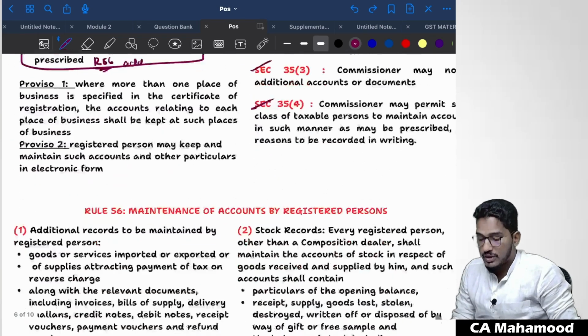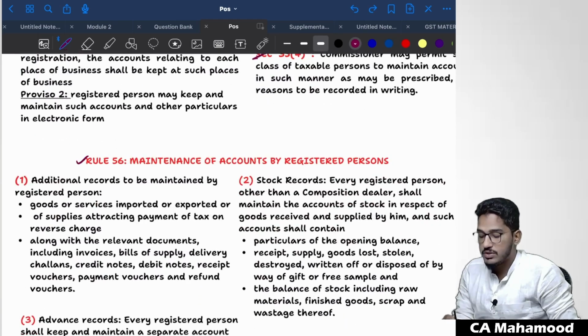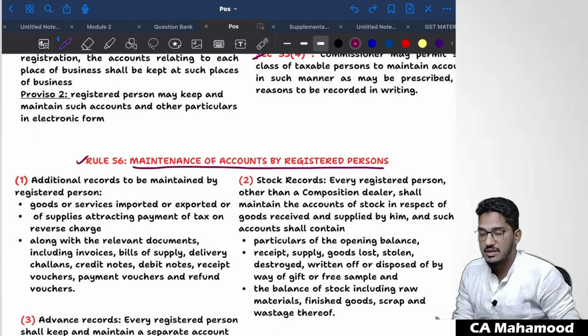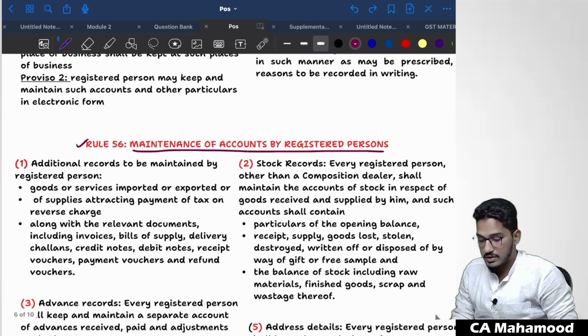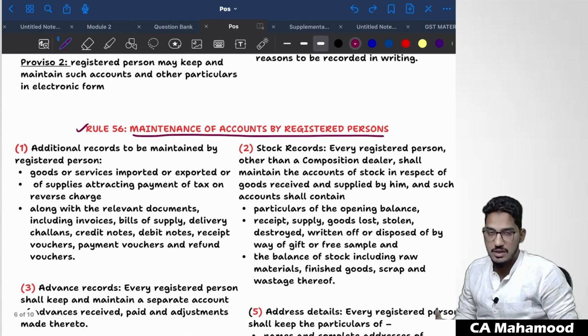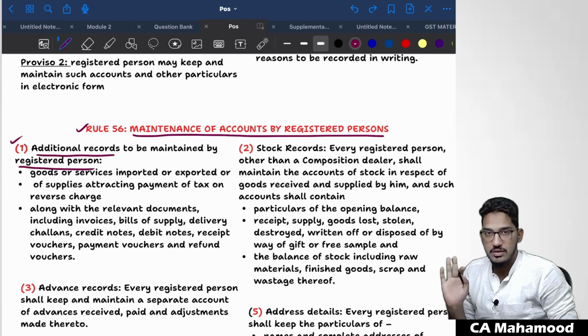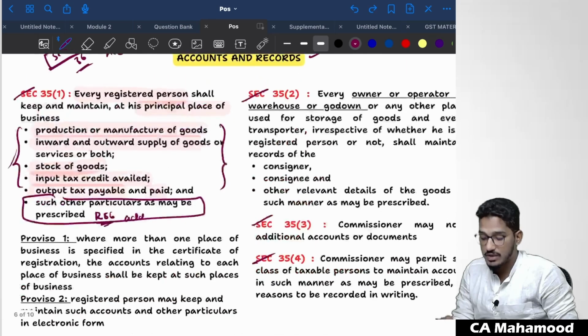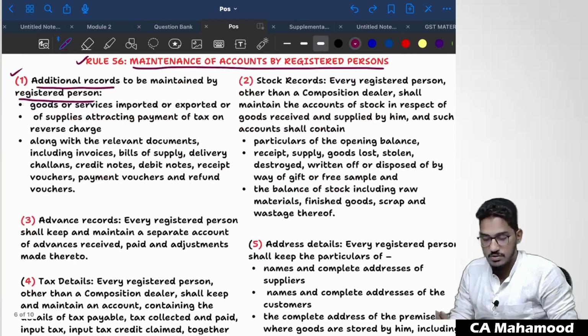So let us have a quick look at rule number 56, which talks about maintenance of accounts by a registered person. In this rule number 56, we have various sub rules. Let us revise quickly each and every sub rule in a detailed manner. Sub rule 1 talks about what additional records are required to be maintained by a registered person. When I say additional records, they are in addition to the things mentioned in 35 subsection 1. In addition to these 5 things, what additional records are required to be maintained?